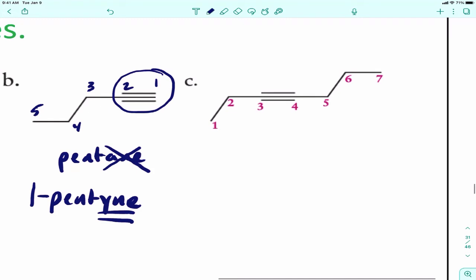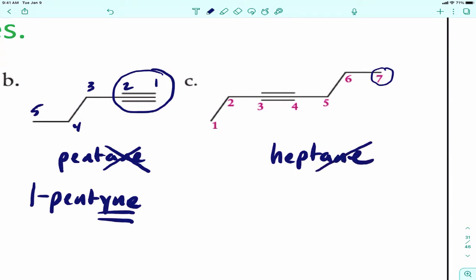All right, this last one. This is actually kind of nice because it's already done the numbering for you, so we don't have to worry about this. It looks like there are 7 carbons in the longest carbon chain. If we name this as an alkane first, this would be heptane for 7 carbons. We're going to cross out the A and E ending and replace it with Y and E, so this would be heptyne.